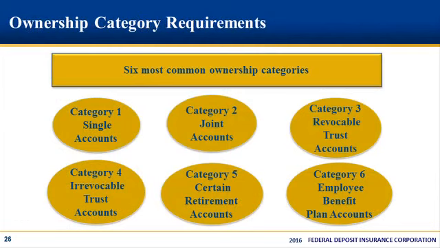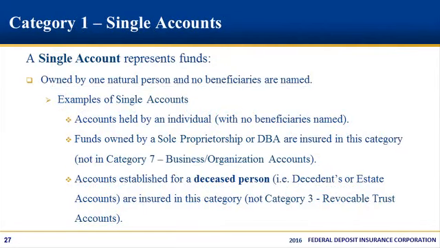As identified on this slide, there are 6 deposit insurance ownership categories which are available to individuals. We will discuss these 6 categories in detail. Our first category is Category 1, Single Ownership Accounts. The rule for coverage for single ownership accounts is simple. The only requirement in this category is that the deposit must be owned by a natural person and that no beneficiaries are named.